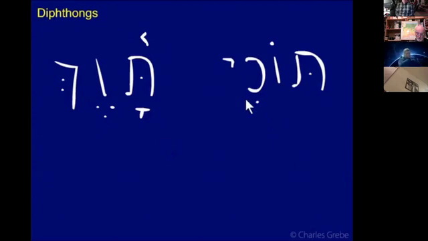Now let's look at a couple examples of the other one, the one with the vav, the w sound. So tavech, the word we had before. If we add e at the end, e meaning my, a possessive suffix, it becomes tochi. Tavech becomes tochi. Again, if you didn't know about diphthongs and their contractions, these two would not look very similar.